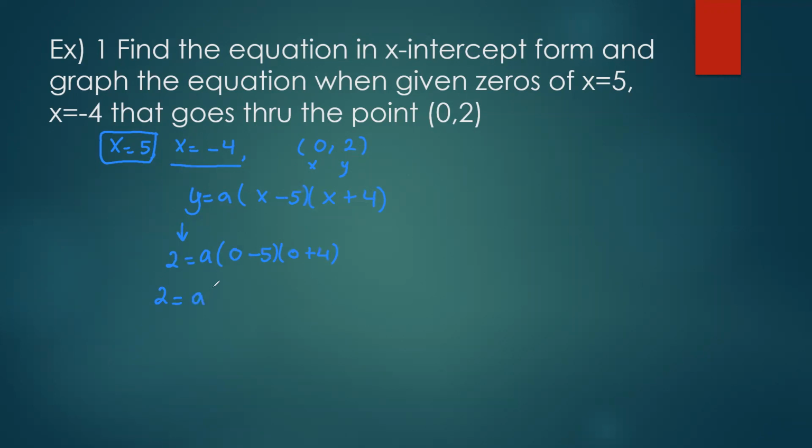So this is a times (0 minus 5), which is -5, times (0 plus 4), which is 4. -5 times 4 is -20, so we have -20a, and over here you have 2, right? Then solve for a: divide both sides by -20. I get an a value of 2 over -20. Could this be reduced? Yes, by 2, so that would be -1 over 10.